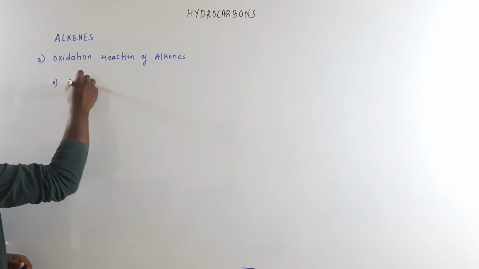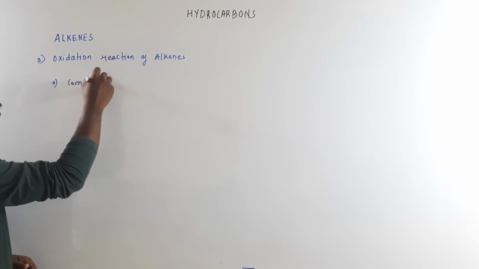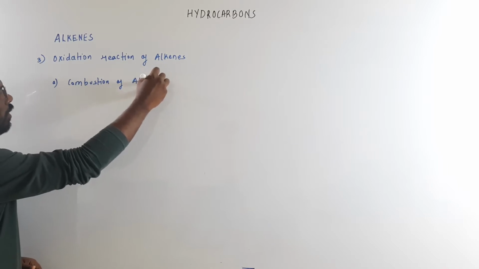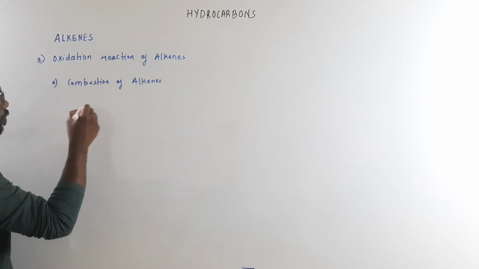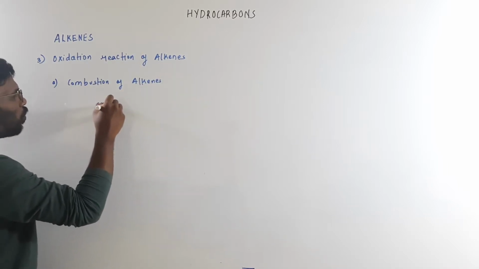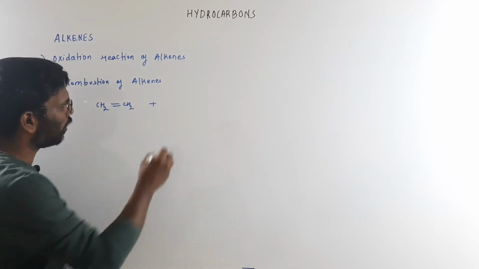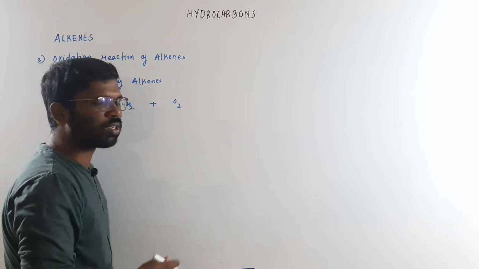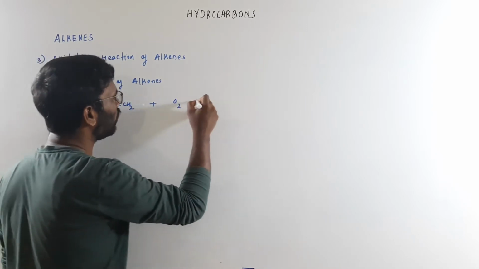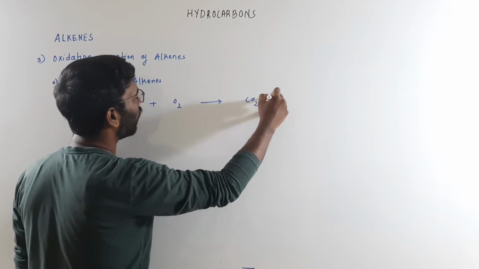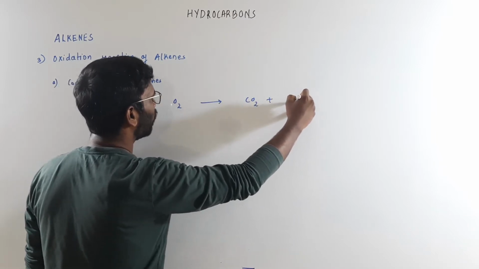So first, I will write combustion of alkenes. The reaction is very simple. You take any alkene, I'll take the simplest one. This is ethene, and in the presence of air or oxygen, what we get is carbon dioxide and water.